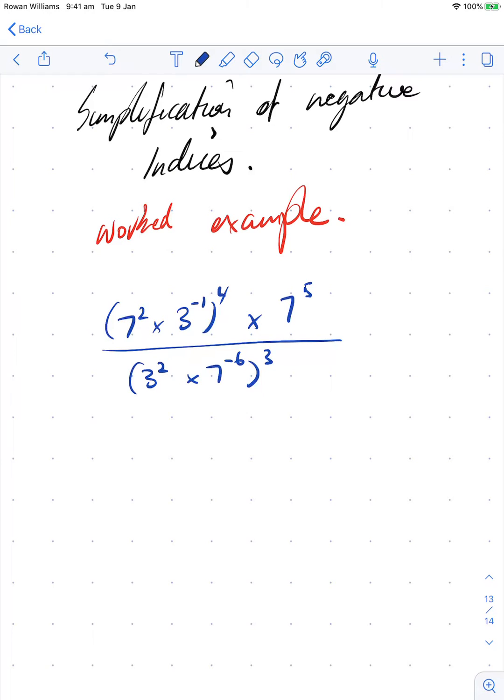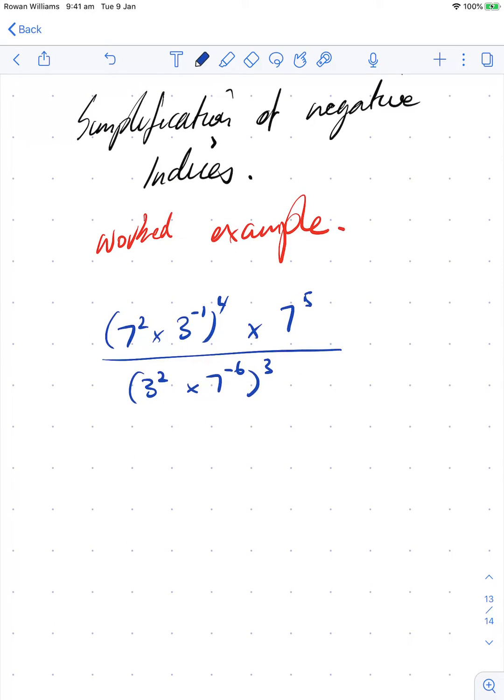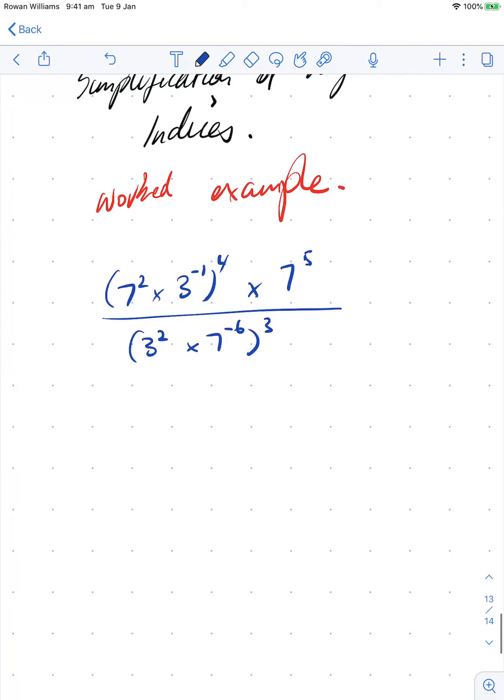Alright, this is a worked example for simplification of negative indices. So we've got this problem here, and we need to use our index rules to simplify it. Same as I normally do every time, I'm going to deal with my brackets first, then I'm going to deal with the multiplications, and I'm just going to neaten up one step at a time.